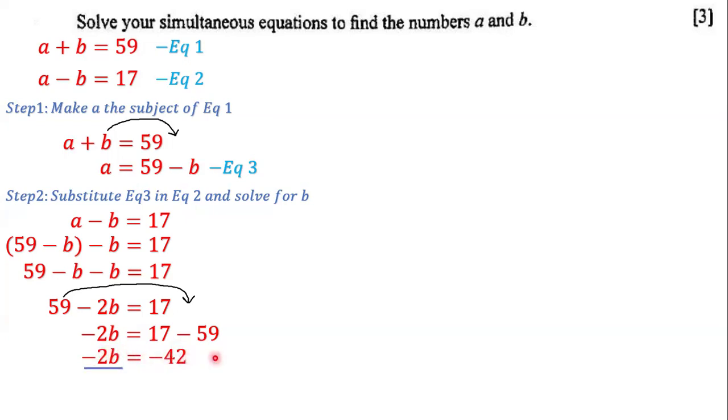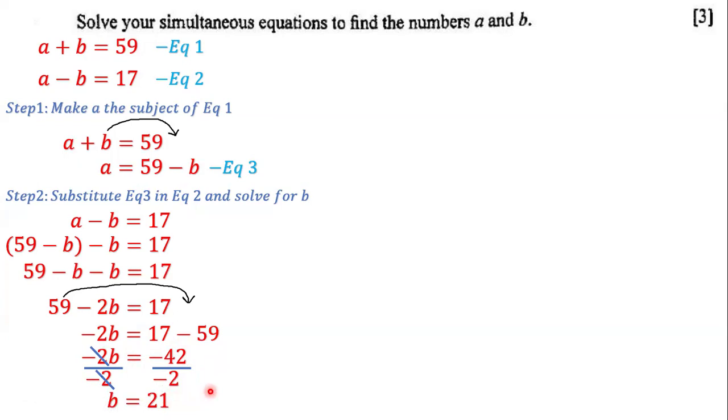The next step we're gonna do is we're gonna divide both sides by negative 2. And we're gonna cancel this 2 with that 2. So we're left with B is equal to 21. Why? Because negative 42 divided by negative 2 is going to be positive 21. So B is equal to 21.